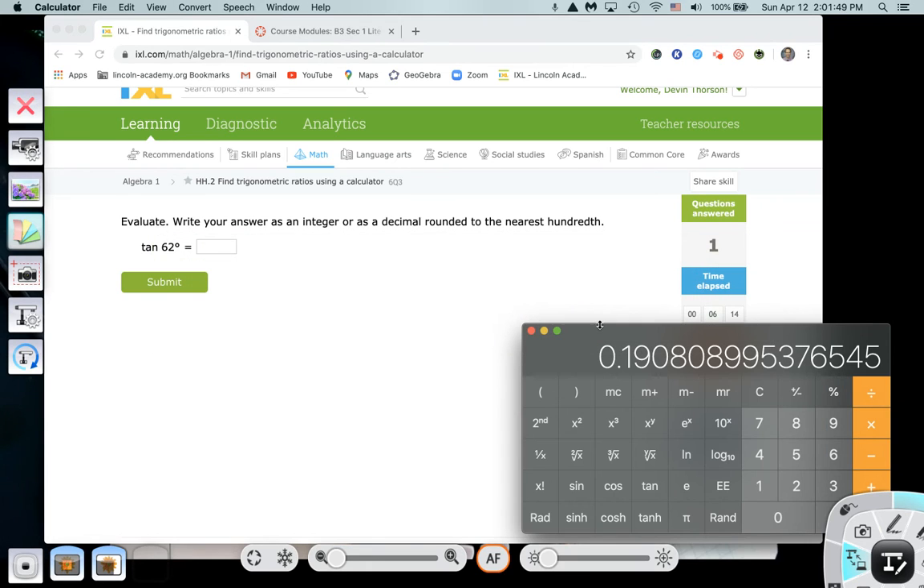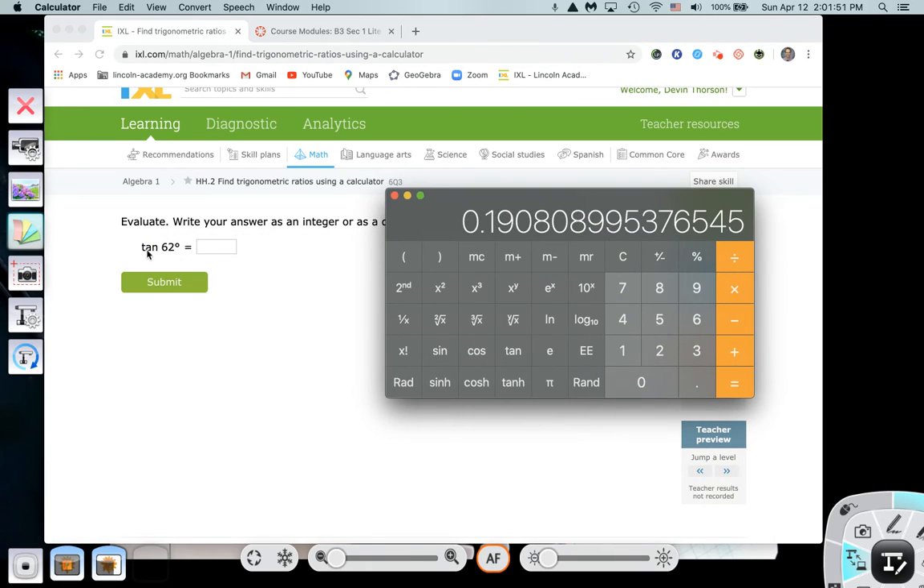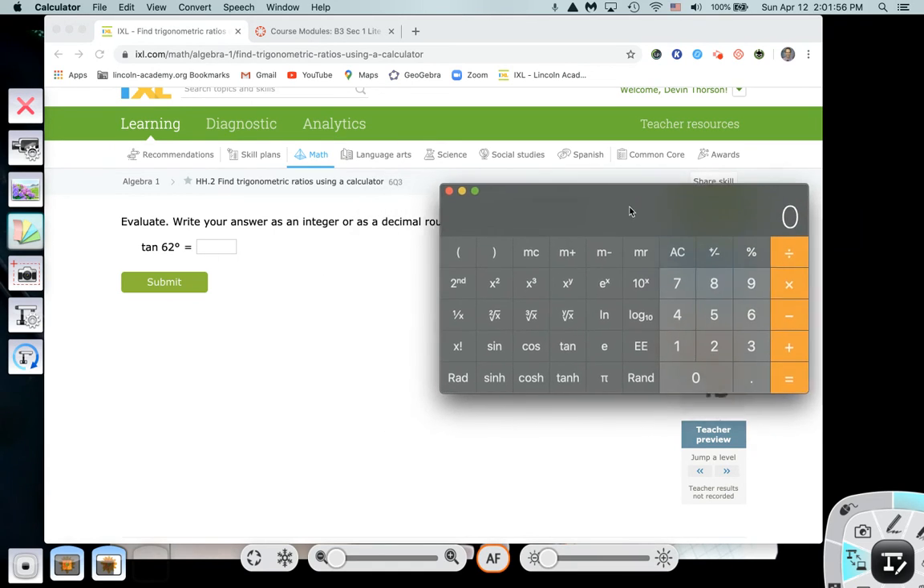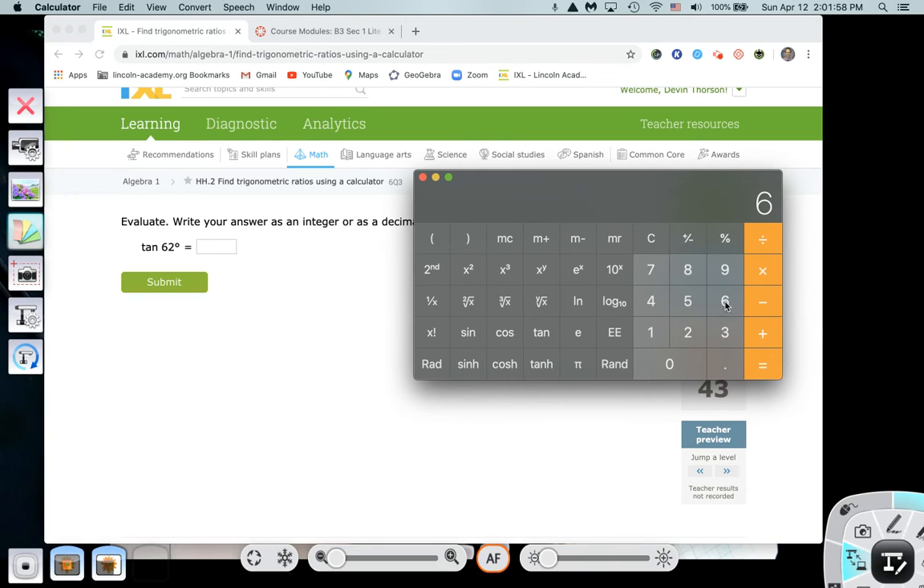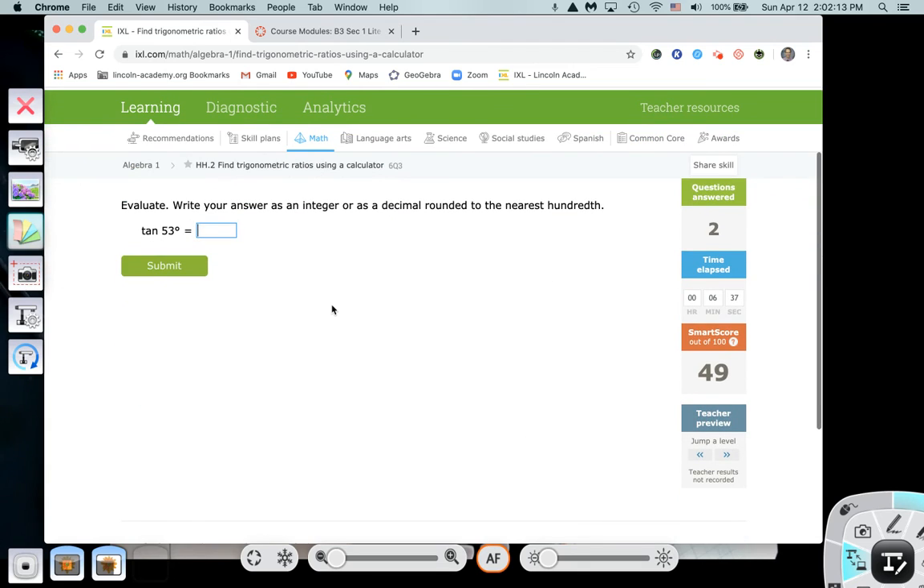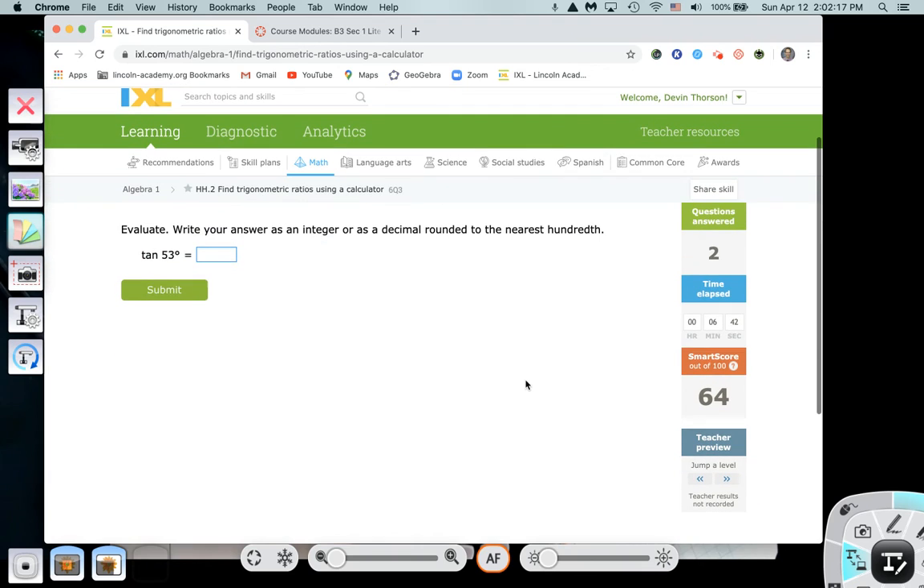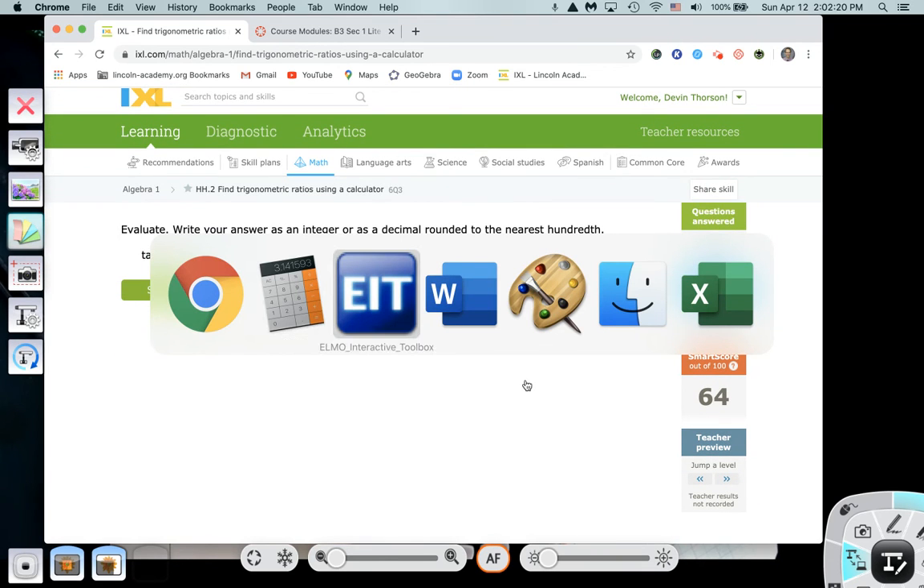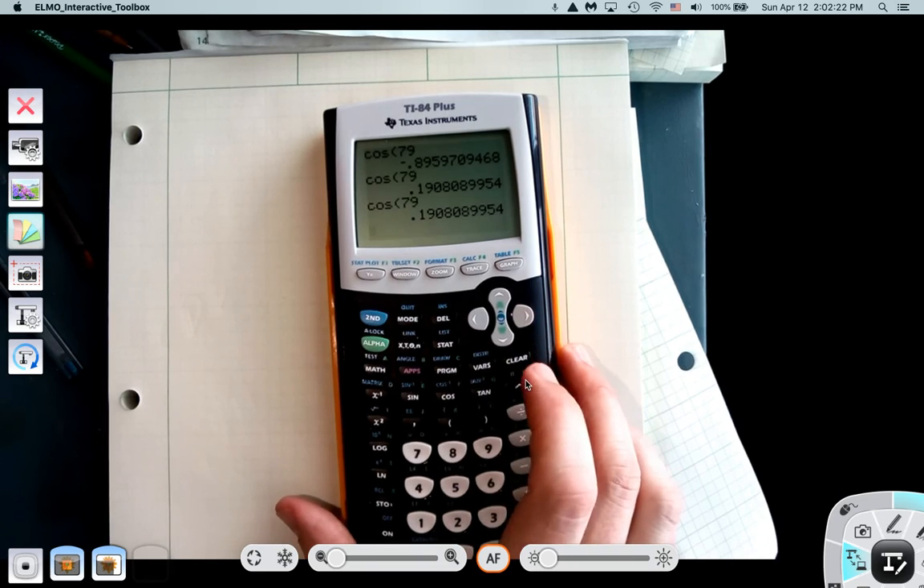So again, I could use this calculator here. It's asking me to find the tangent of 62. So again, on the calculator on my computer, I type in the 62 first. I already know I'm in degree measure, and I hit the tangent, and it gives me 1.88. So I type in 1.88, and I hit enter, and because I was rounding to the nearest hundredth, I get it right.